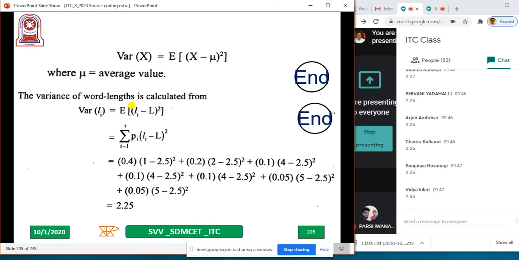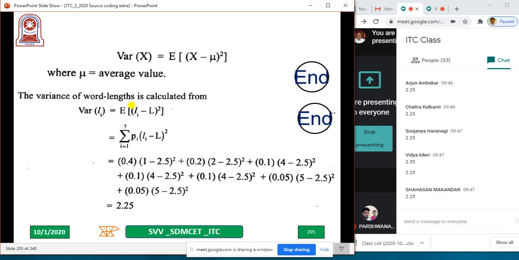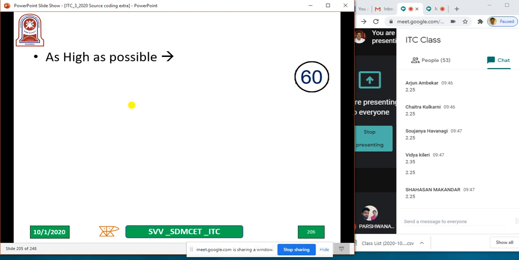Now what do I have to do? Saujanya got 2.25. Vidya got 2.35. You can just note down 2.25. You can check it again whenever you are free. Okay, now she typed 2.25. Shahasan 2.25. Makandar. Okay, let me go to the next.